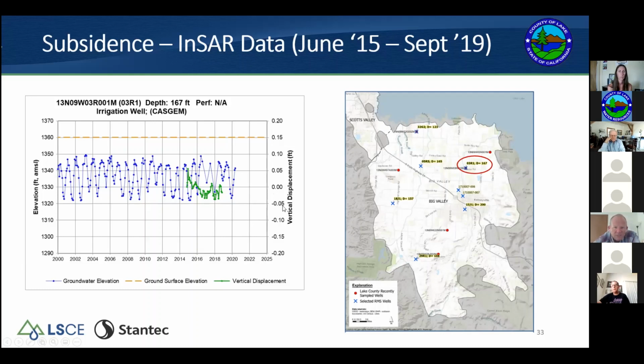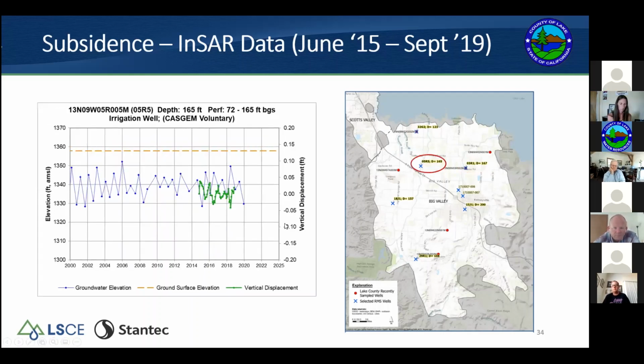I mean, this 0.05 is actually within the error of the satellite imagery. And so you can kind of see we don't see any real correlation between water level fluctuations and subsidence in this particular example. So this is just a way that we can utilize that tool to develop our MOs and MTs for subsidence. So that's one example of a well.